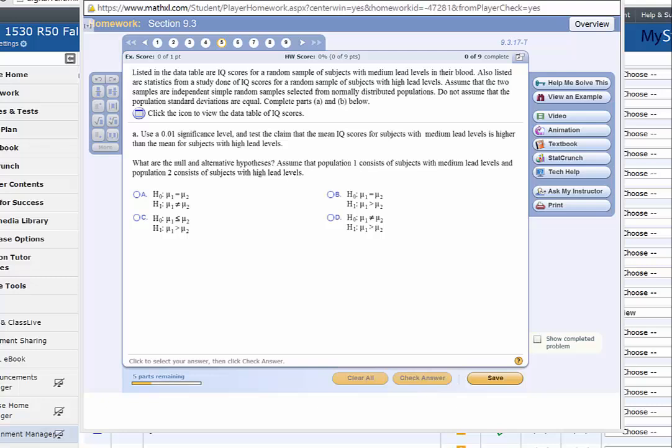Listed in the data table are IQ scores for a random sample of subjects with medium lead levels in their blood. Also listed are statistics from a study done of IQ scores for a random sample of subjects with high lead levels. Assume that the two samples are independent, simple random samples selected from normally distributed populations. Do not assume that the population standard deviations are equal. Complete parts A and B below.